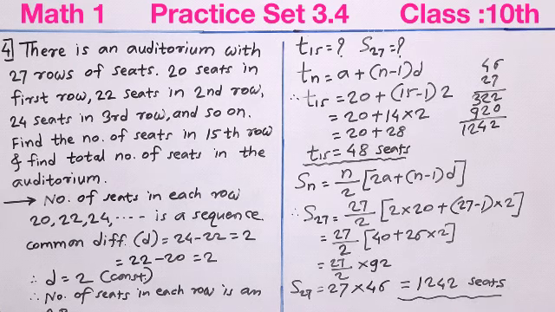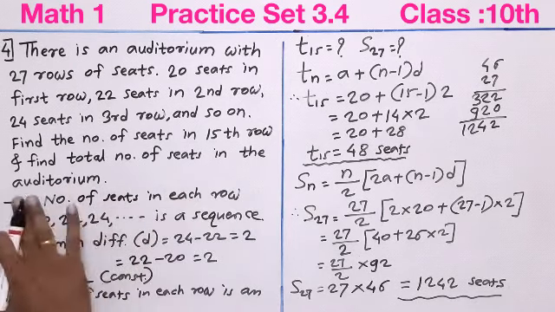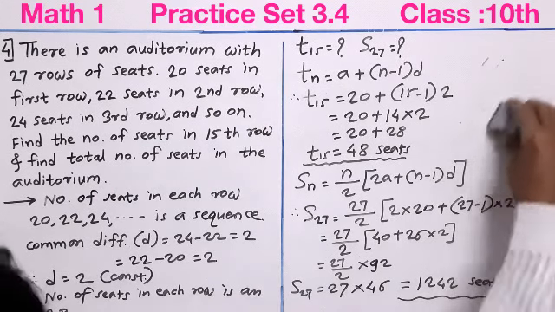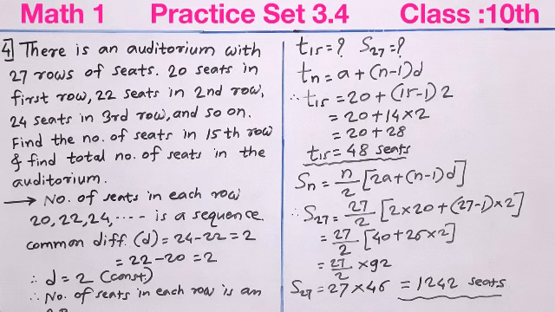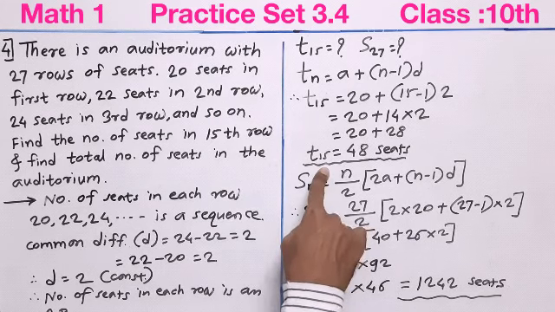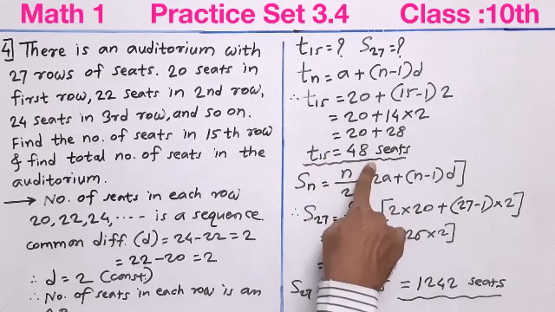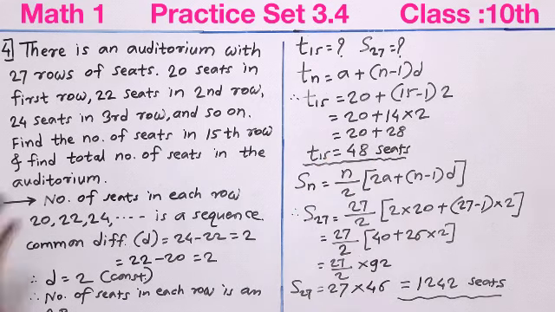Find the total number of seats in the auditorium, and that answer is there are total 1242 seats in the auditorium. So there are two answers, two questions were asked there. The first one is the 15th term, what is the number of seats in the 15th row? That answer is 48 seats. And what is the total number of seats in the auditorium? That answer is 1242 seats. Is that clear, students?